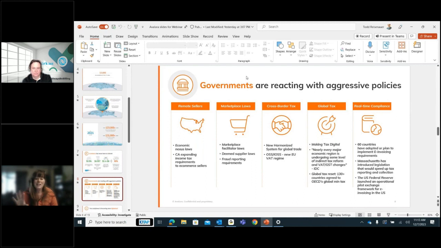Nearly every major economic region in the world has undergone some level of indirect tax reform and changes to VAT or GST. And over 60 countries have adopted or plan to implement e-invoicing laws. So even states in the US, like Massachusetts, are already piloting e-invoicing in the US. So what does that mean to you? It means that everything is a lot more digitized.